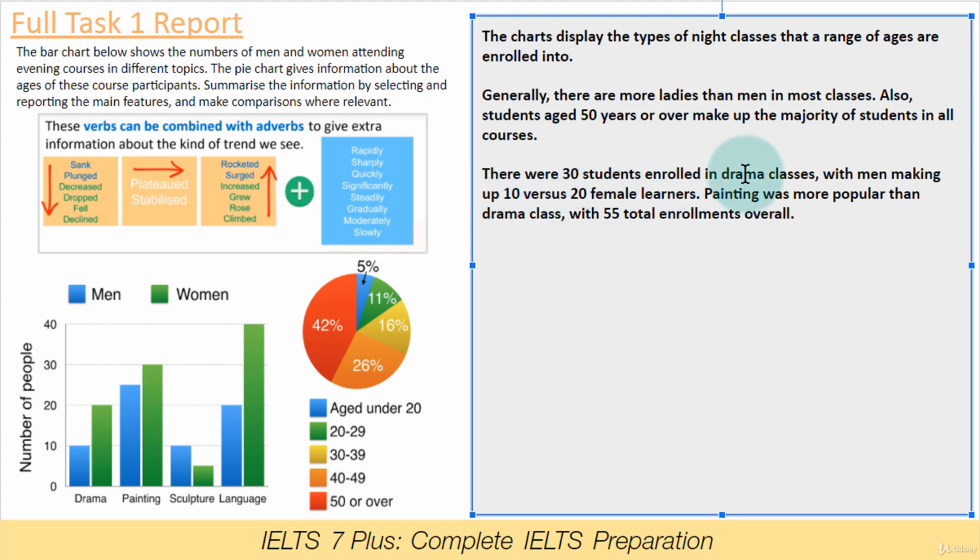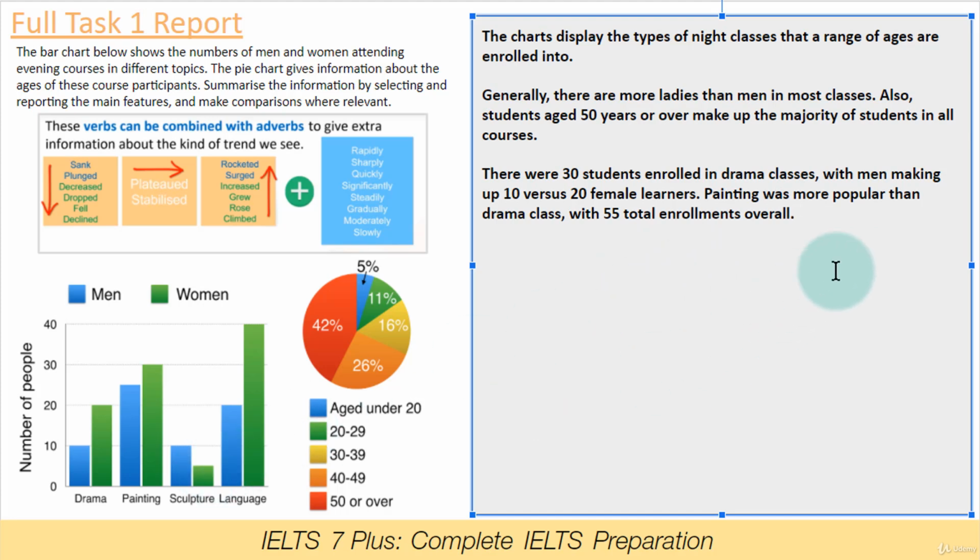Let's just read this back again. There were 30 students enrolled in drama classes, with men making up 10 versus 20 female learners. Painting was more popular than drama class, with 55 total enrollments overall. Now, some of you may say, why don't you describe exactly how many per male or female? And that's because sometimes if we describe every single feature, it's going to be far too long. So we kind of need to sometimes speed things up, sometimes slow things down.